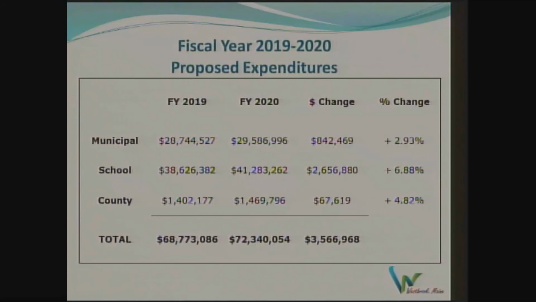The school expenditures are proposed at $41,283,000, which reflects an increase of 2.65% over the current year, or a growth of 6.88%. The county budget, which is allocated among all communities throughout Cumberland County, calls for a $1,469,796 allocation for the upcoming year. That's up $67,600, or roughly 4.8%.